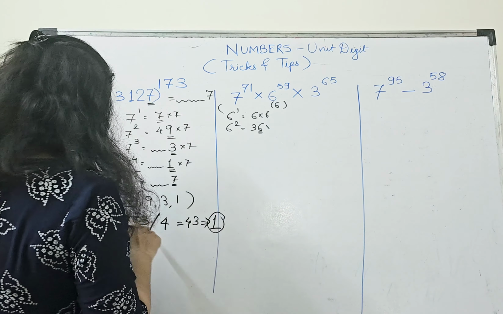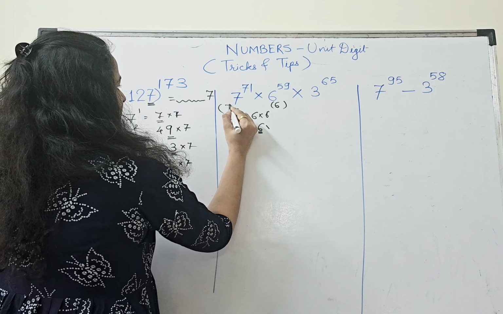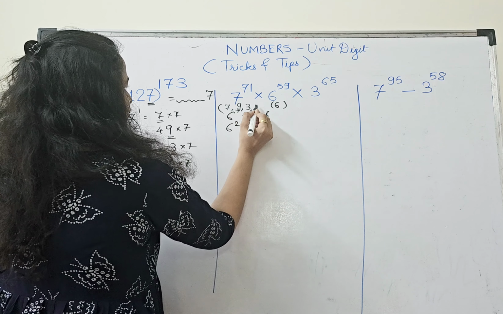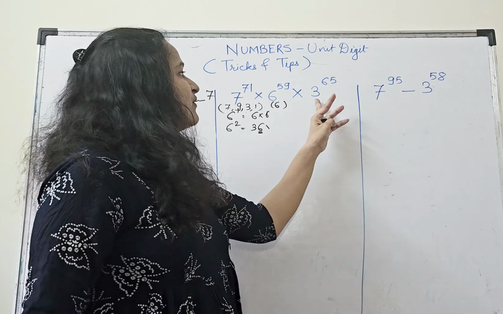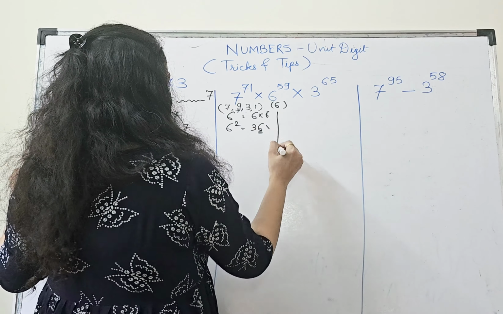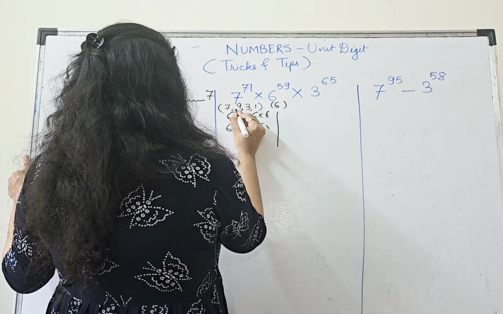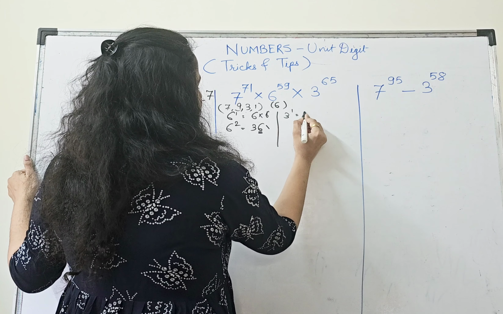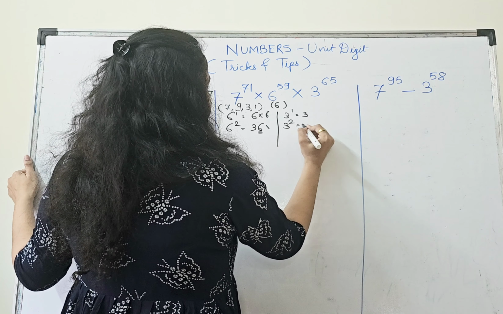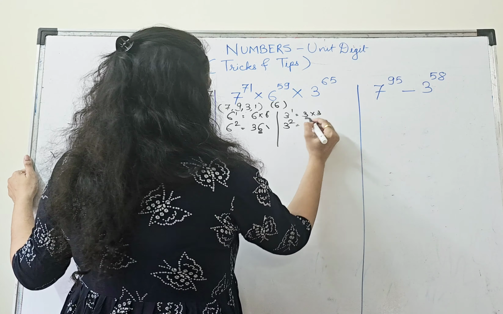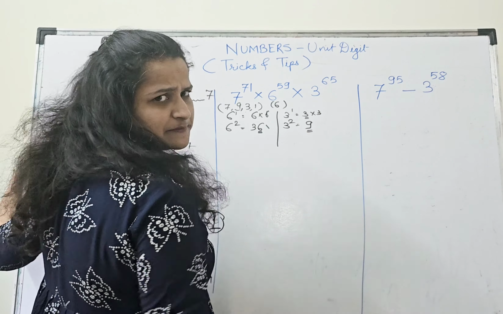What's the pattern of 7? We just found it out. 7, 9, 3 and 1. Correct? Yes. Now we have to find out the pattern of 3. Let's do that quickly. 3 raised to 1 is 3. 3 raised to 2 is 3 into 3, right? So it is going to be 9 for now, right? So the unit place is 9.